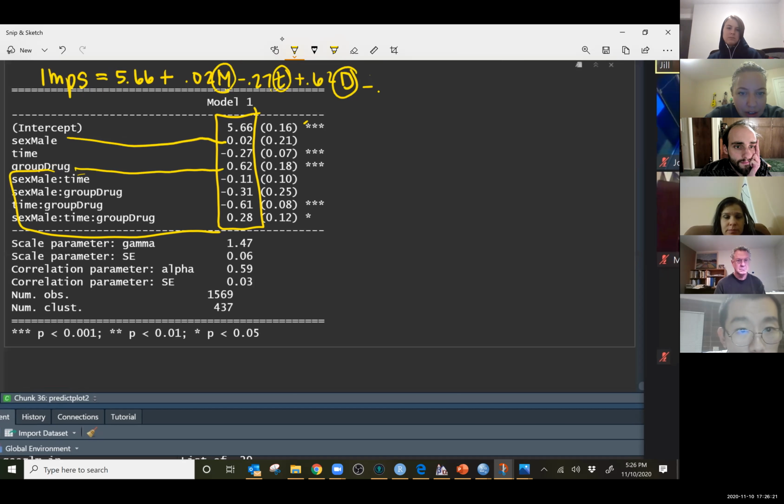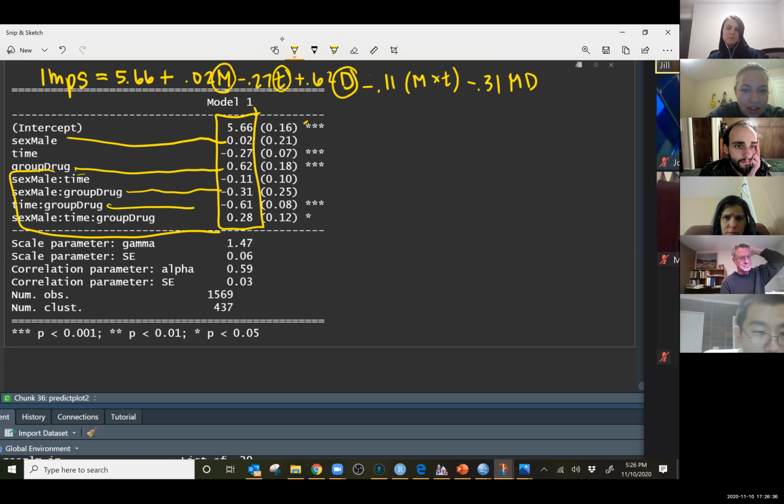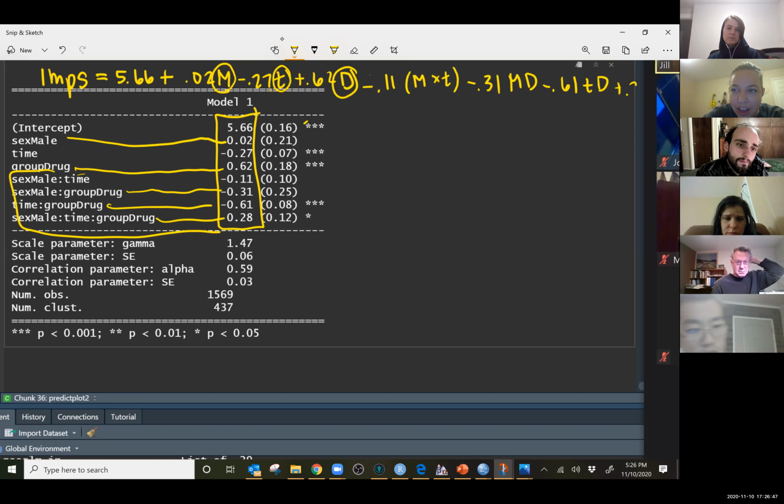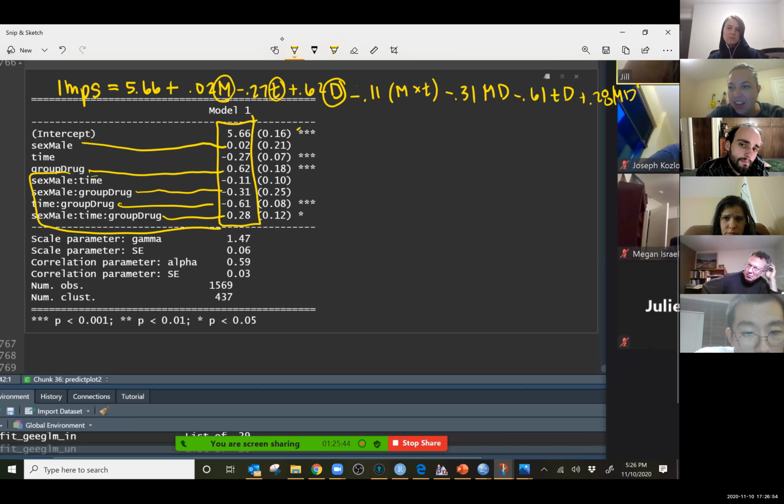Minus 0.11, and this is male times time, and minus 0.31, and this is male taking the drug, and then minus 0.61, and this is for time taking the drug, and this last one is plus 0.28, and this is male, drug, time. It's a lovely equation, right?